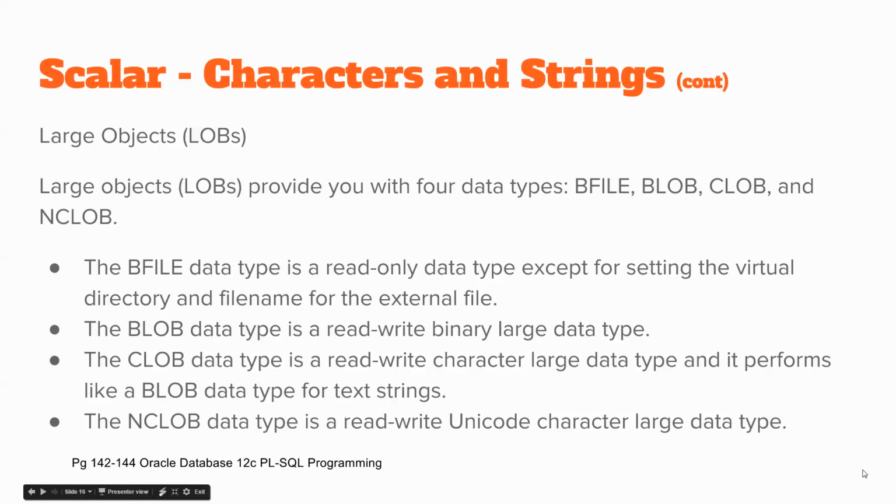And then the last part that we have here are LOBs, which stands for large objects. These can range from BFILEs, which are external file references, BLOBs, which are binary large objects, CLOBs, which are character large objects, and NCLOBs, which are Unicode character large objects. These are used for storing very large amounts of data. In a previous experience that I had with databases, BLOBs I used to store actual pictures in a database entry, so they can be used to store very large amounts of data.